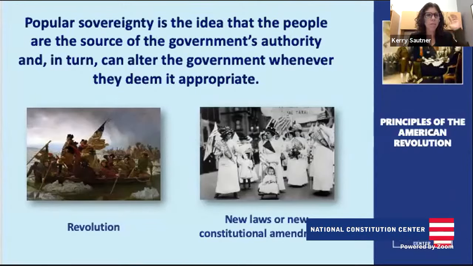The government is powered by us, and the change in that government can come from us, be it revolution or amending the Constitution. Big ideas wrapped into popular sovereignty. Now, natural rights, and Gloria asked this question about natural rights. So as you go in to define it, kind of unpack this for us.